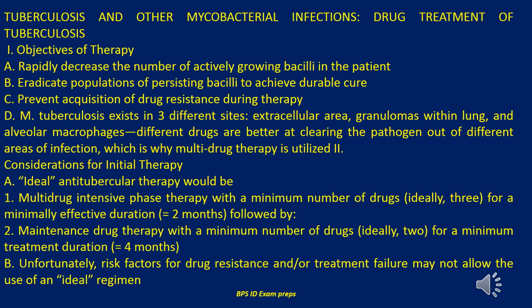Let's look at considerations for initial therapy. The ideal antitubercular therapy would be: 1. Multi-drug intensive phase therapy with a minimum number of drugs, ideally 3, for a minimally effective duration equals 2 months, followed by 2. Maintenance drug therapy with a minimum number of drugs, ideally 2, for a minimum treatment duration equals 4 months. Unfortunately, risk factors for drug resistance and/or treatment failure may not allow the use of an ideal regimen.